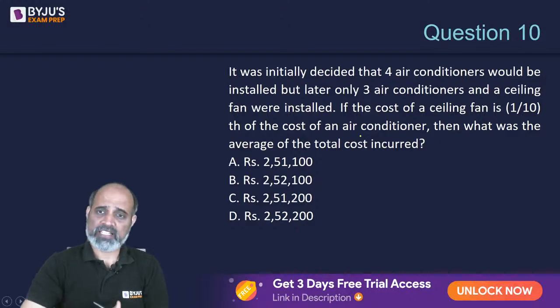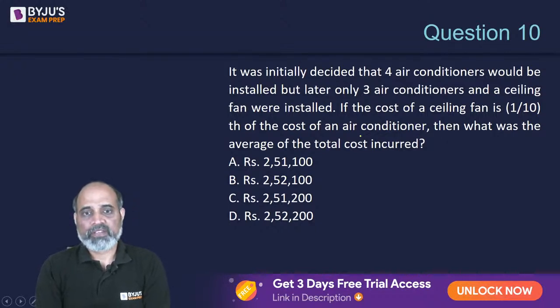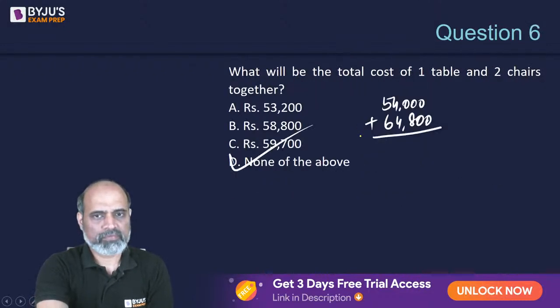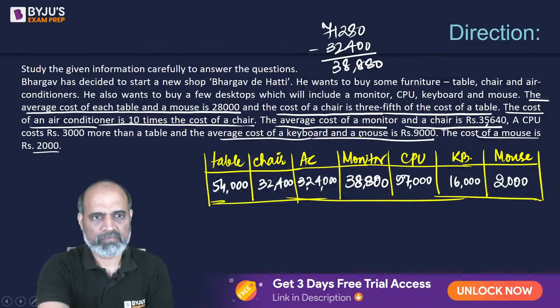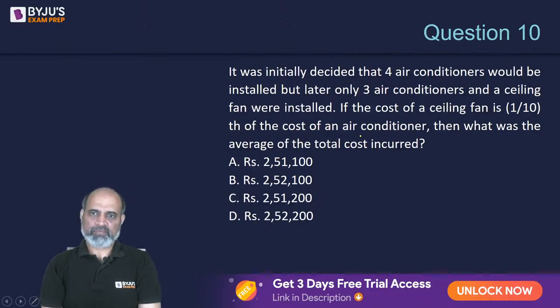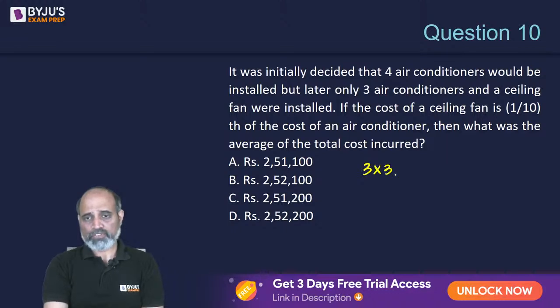Okay, next. It was initially decided that 4 air conditioners should be installed, but later only 3 air conditioners and a ceiling fan were installed. If the cost of a ceiling fan is 1/10 the cost of an air conditioner, then what was the average of the total cost incurred? So 3 air conditioners will have a total cost of 3 times 3,24,000. And the cost of a ceiling fan is going to be 1/10 the cost of an air conditioner, which is simply going to be 32,400.